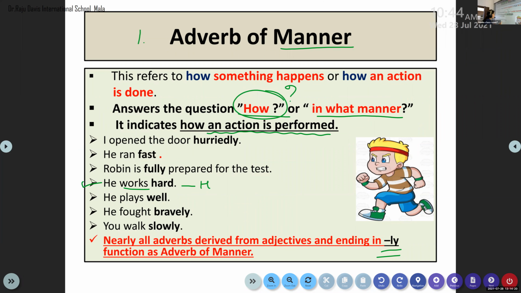If I ask the question how does he work, the question word is how. He works hard. Definitely, I'll get an answer: hard, isn't it? How? Hard. So hard is an example of adverb of manner because it answers the question how.